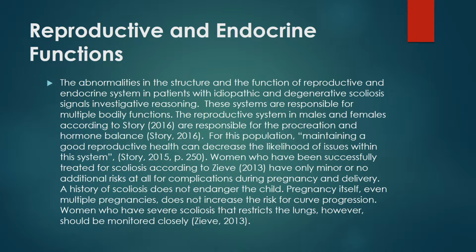Women who have been successfully treated for scoliosis, according to Zeev, have only minor or no additional risk for complications during pregnancy and delivery, which is very good considering the restrictive process and the deviation in the spinal column. A history of scoliosis does not endanger the child. Pregnancy itself, even multiple pregnancies, does not increase the risk for curve progression. Women who have severe scoliosis that restricts the lungs, however, should be monitored closely.